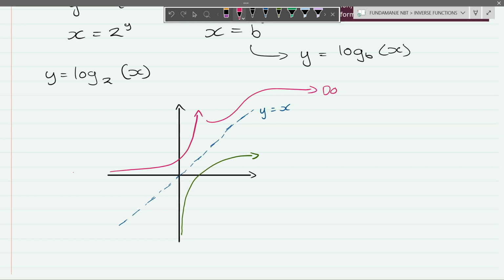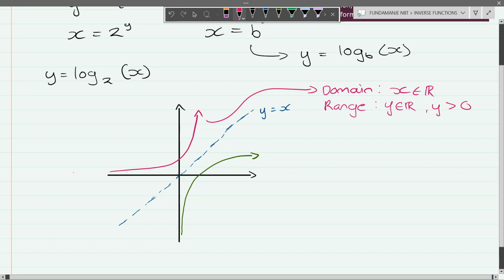So if we were to describe the domain and range of our original function, we would say that the domain, which is all the possible x values, is that x can be any value it wants to be. So x has no restrictions. x is an element of all real numbers, right? Then the range would be y is an element of all real numbers, but y has to be greater than 0, because as we can see, our function has an asymptote at the x-axis.